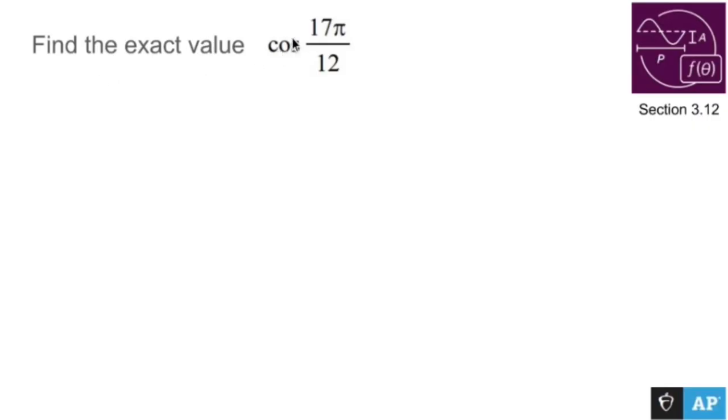Find the exact value of cosine 17 pi over 12. Now we know our unit circle, and there's nowhere on the unit circle that gives me 17 pi over 12. So this is what I can do. I can rewrite cosine as two angles being added together. So something like this, right?